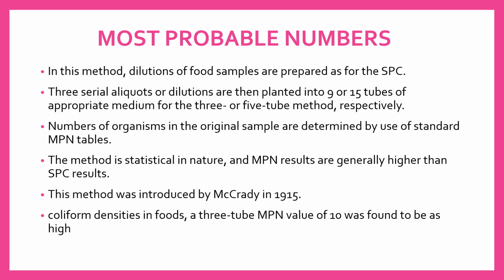The second method is the most probable number method. In this method, dilutions of food samples are prepared as for the standard plate count method. Three serial aliquot dilutions are then plated into 9 or 15 tubes of appropriate medium for the 3 or 5 tube method respectively. Numbers of organisms in the original sample are determined by use of a standard MPN table. The method is statistical in nature, and MPN results are generally higher than standard plate count results. This method was introduced by McCready in 1915. For coliform densities in foods, a 3-tube MPN value of 10 was found to be as high.